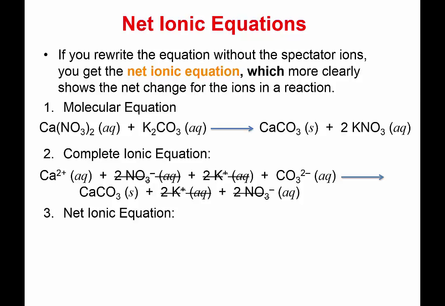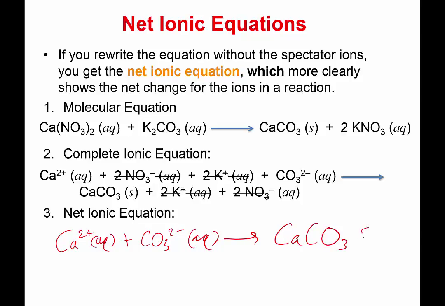The reason why we use net ionic equations is because they clearly and concisely show just the net change that's occurring in the reaction. You don't have all this extra stuff to deal with. So the net ionic equation here is just going to be calcium ion, Ca2+, and remember, always aqueous after an ion, plus carbonate, aqueous, precipitating as CaCO3 solid. So that's how we write the net ionic equation for a precipitation reaction.